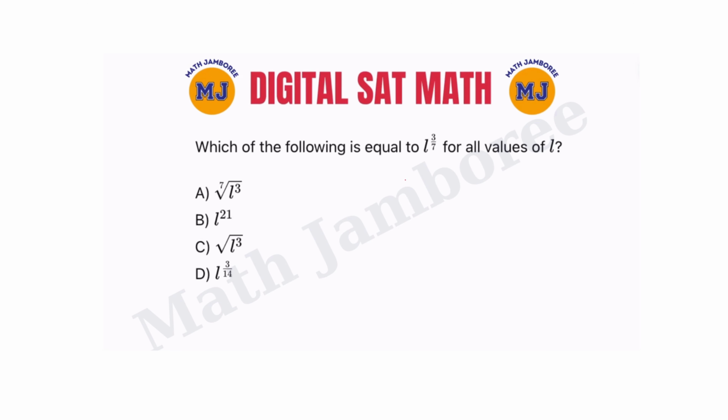So L to the power of 3 over 7. 3 is the numerator, which is on top. That's going to stay on top of L. And the 7 just goes into the degree of the root. So this is how it works. The correct answer for this question is choice A.